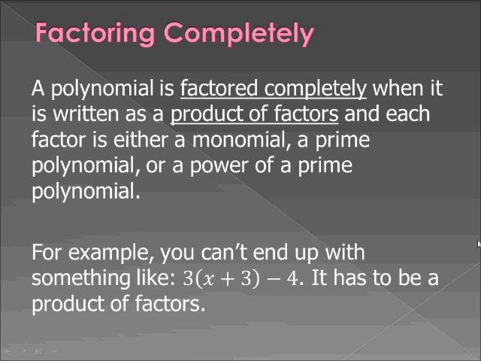Now, this is an important concept because factoring completely is something that a lot of students don't always do. A polynomial is factored completely when it is written as a product of factors and each factor is either a monomial, prime polynomial, or a power of a prime polynomial. In other words, you can't end up with something like this: 3 times the quantity x plus 3, minus 4. This minus 4 is a problem because what you have to have is everything multiplying together. You can't have dangling things you're adding or subtracting. You have to make sure that everything's either in parentheses or something like this where everything is multiplied together to generate that polynomial. If you end up with this, you need to go back and see if you can think of it a different way.